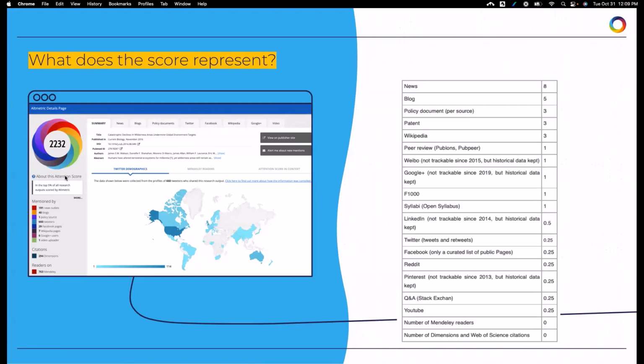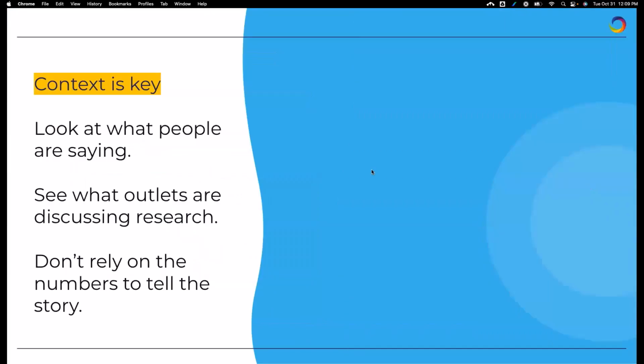Whenever you get to this details page, there'll be information about the attention score and how we arrive at a particular score. And the important thing really is the context, what people are saying, more than just this has a big number, what does it mean? So you really want to look at what people are saying about a particular piece of research.